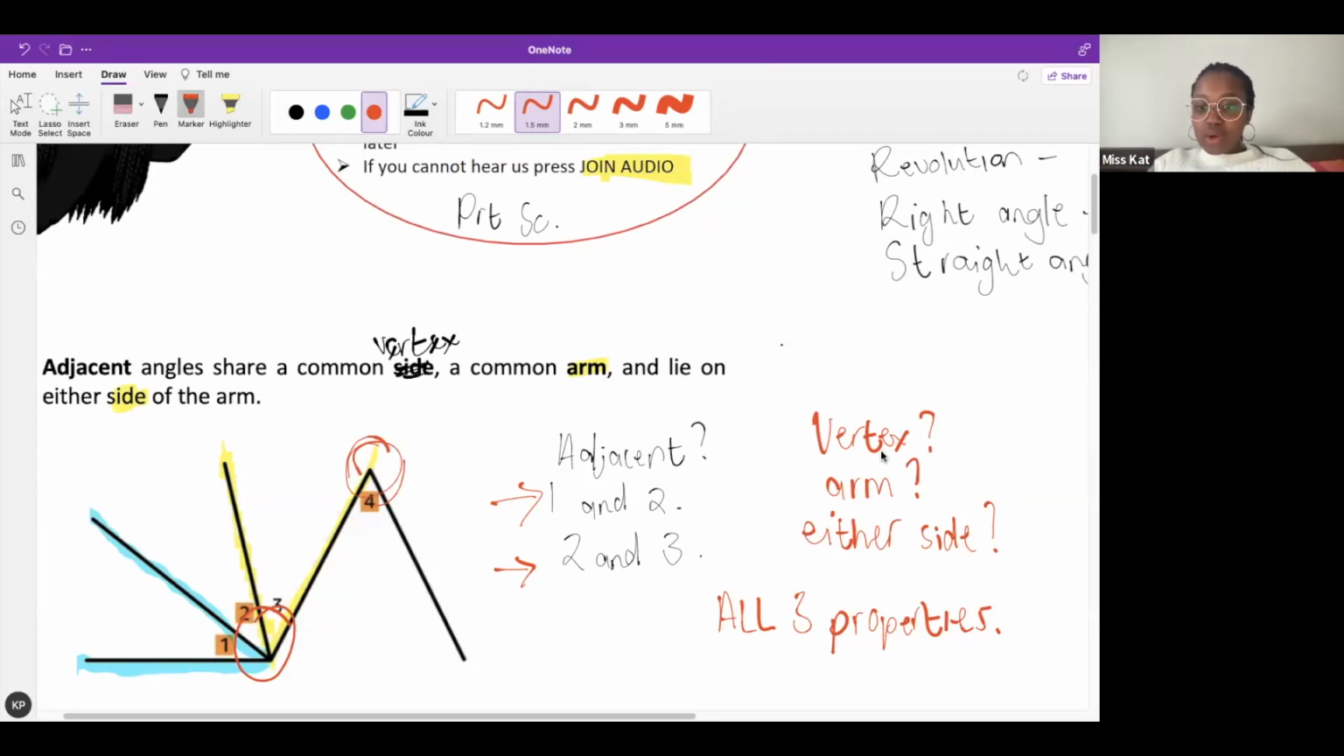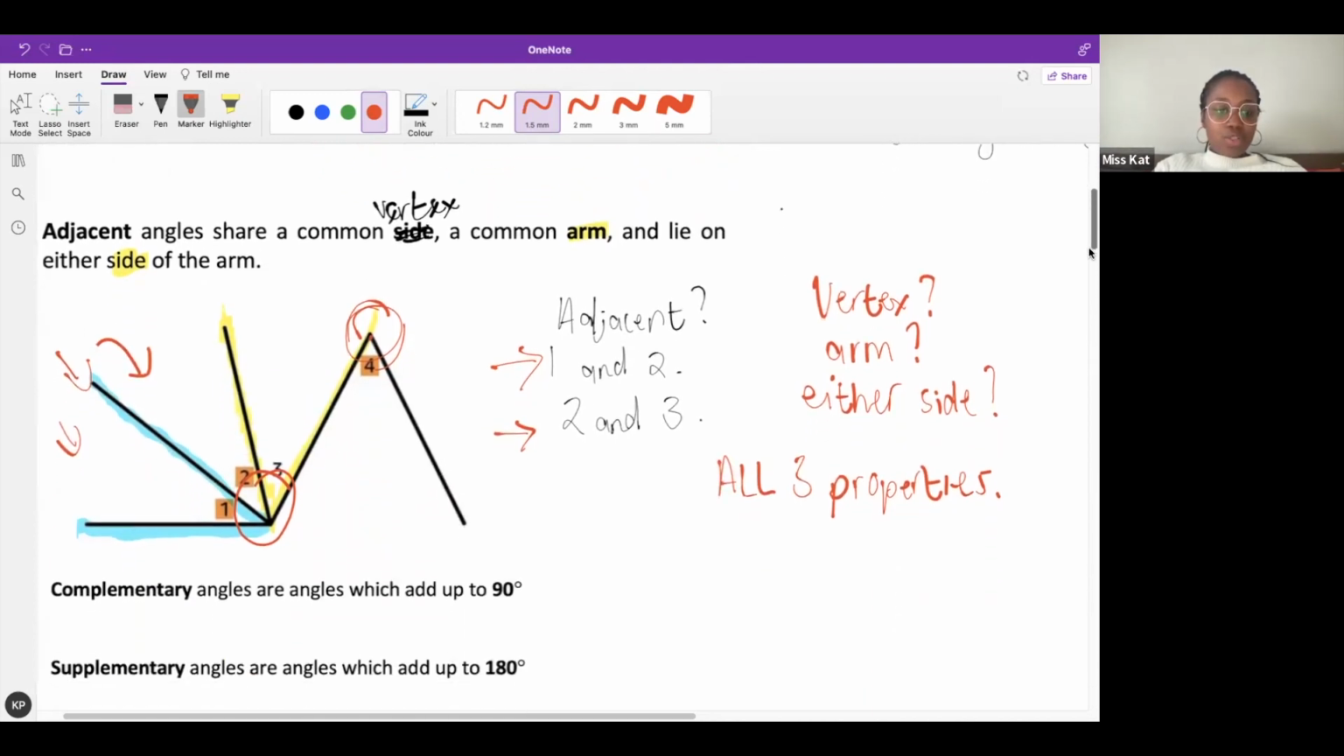So you need to look at all 3. Remember, the vertex means the corner, which is there, there. Arm means these lines that make the angles, and they need to lie on either side. So one arm lies on the left, and 2 lies on the right. So they're on either side. They meet all properties. Okay.